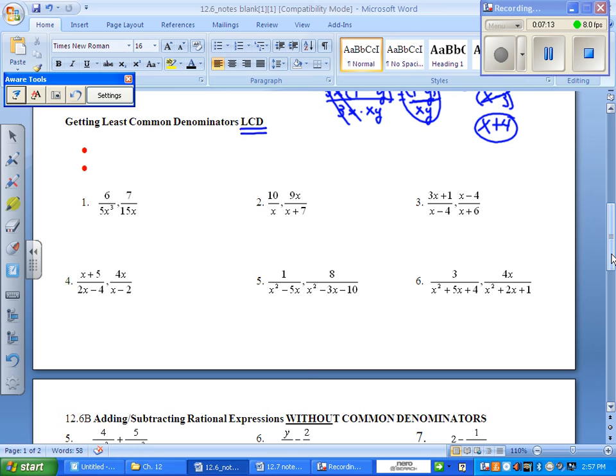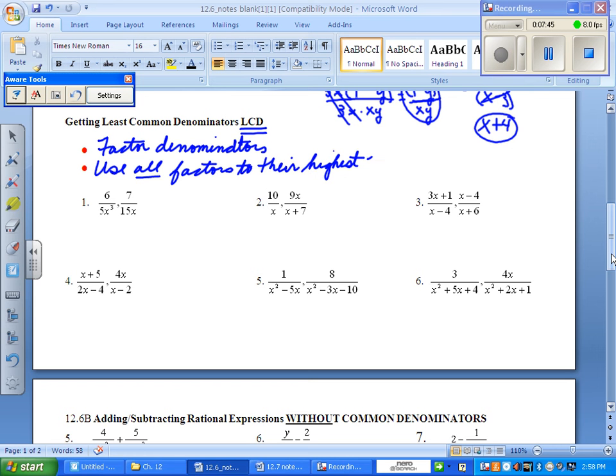Alright, the next section is getting you ready for the second part of this lecture, and you're getting least common denominators. To do that, you're going to factor your denominators. After you factor your denominators, you're going to use all factors to their highest power. So we need practice with that. That's how you find the least common denominator, these two steps.